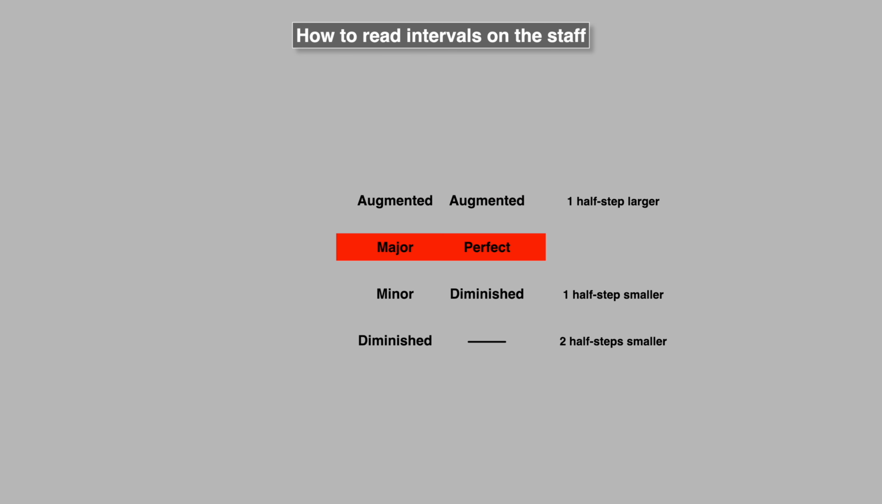By decreasing the major interval by a half step, it is turned into a minor interval. By decreasing the minor interval by a half step, it is turned into a diminished interval. And finally, by decreasing the perfect interval by a half step, it is turned into a diminished interval.